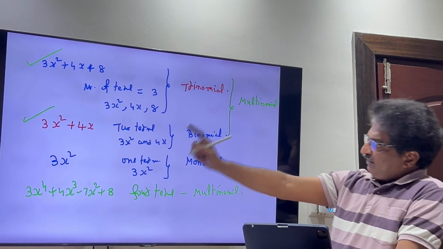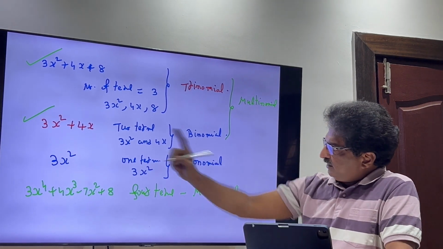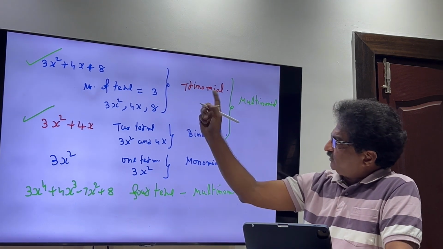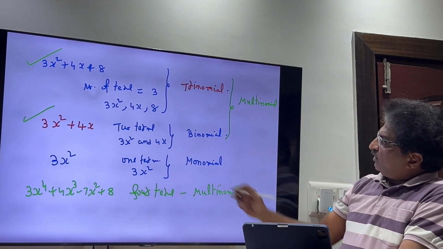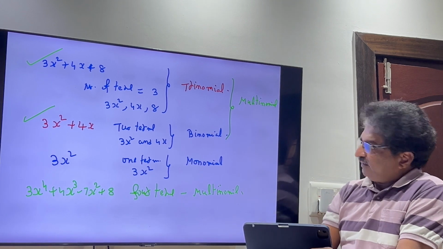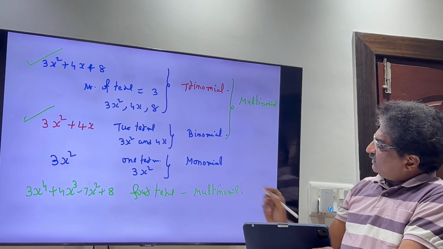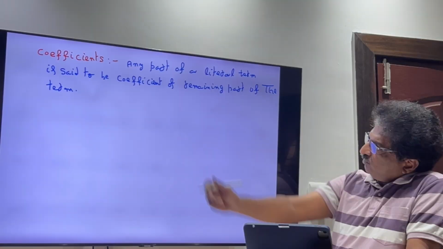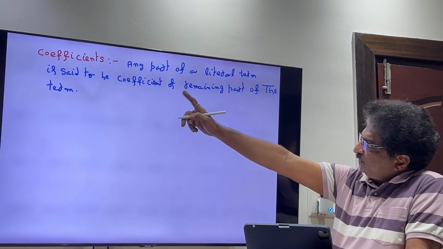It means if one term is there, it is a monomial; 2 terms, binomial; 3 terms, trinomial; and more than one term, whether 2, 3 or 4 terms, etc., whatever it may be, a set of separate terms is a multinomial. Here is one more item, that is coefficients.